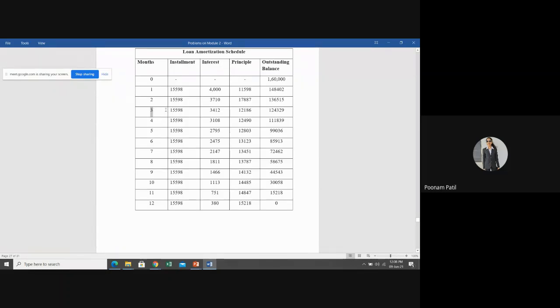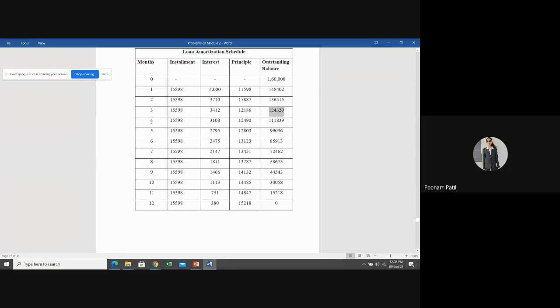Outstanding balance, that is 3,36,515 into 2.5%. We will get the interest 3,412. Then for principal amount, installment, that is 15,598 minus 3,412. We will get the principal amount. For outstanding balance, 13 lakhs 3,36,515 minus 21,186, we will get the outstanding balance.